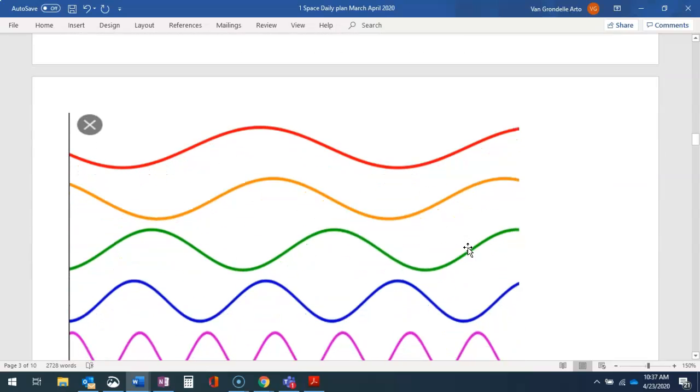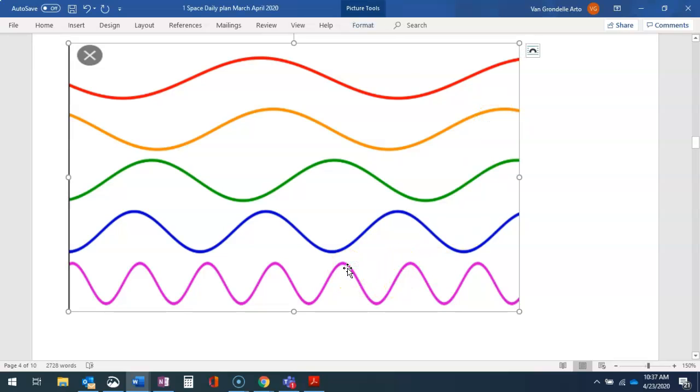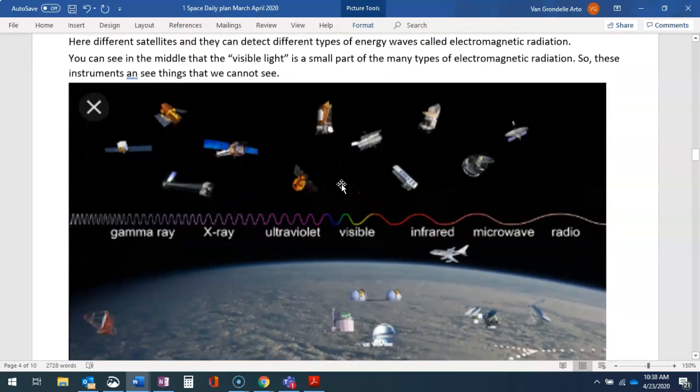So there are waves, and the lengths of these waves are what really tell us what kind of electromagnetic radiation it is, or what kind of energy wave it is. And as I said before, the power of it is the height. If this wave was higher, then that would have more power, but it would still be the same type of energy wave.